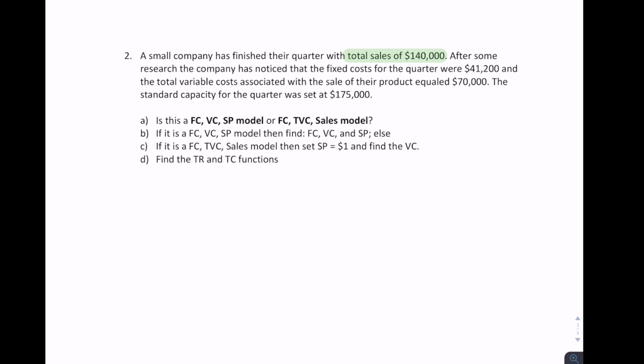Now, after some research, the company has noticed that the fixed costs for the quarter were 41,200. And the total variable costs equaled 70,000. Now, the standard capacity for the quarter that they have, so the total amount they can handle in all these sales, is 175,000. That's the capacity.